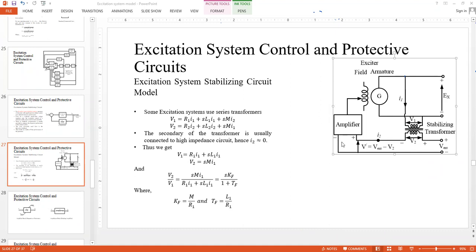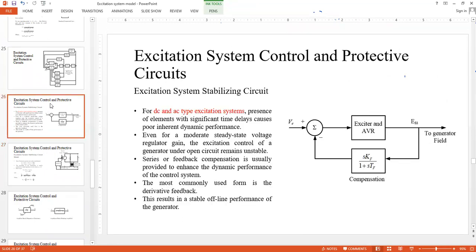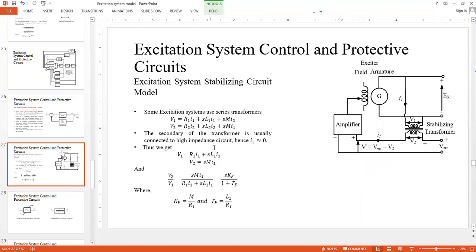Similarly, the amplifier will only work whenever there is any error and when there is any dynamics. Other than that, the amplifier should not be used. It should be sitting idle. Now if I want to model it, remember I said that we have to find out this expression, SKF divided by 1 plus STF. So now let's see how it is being done.